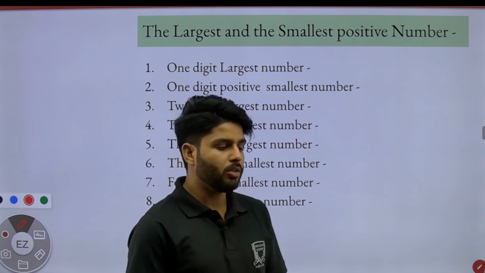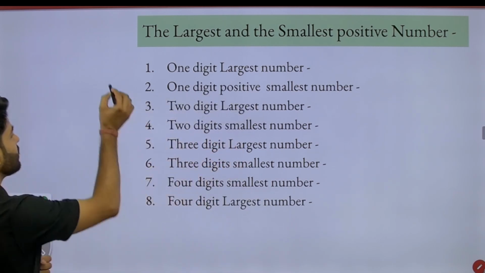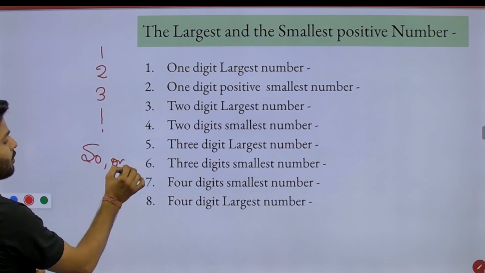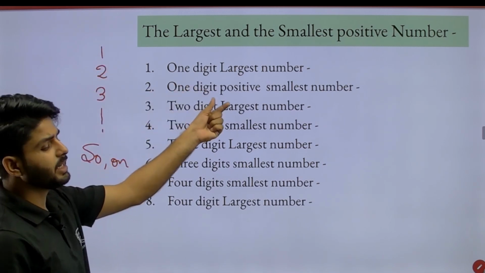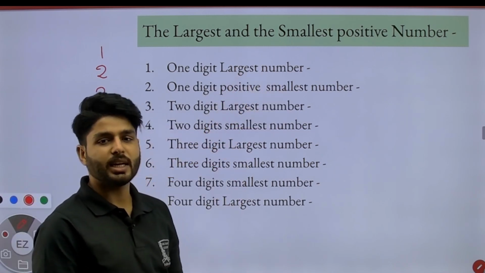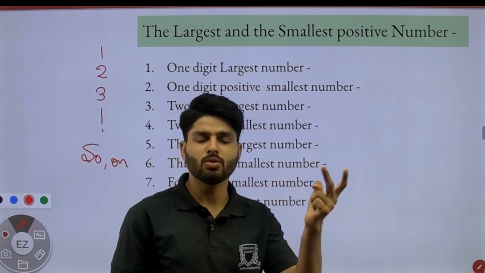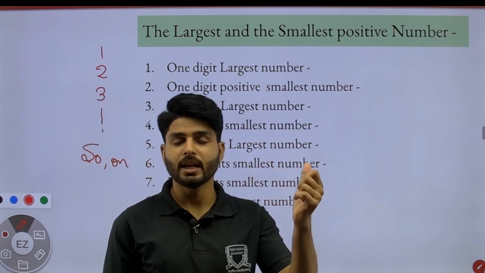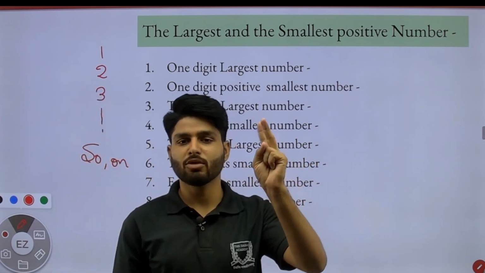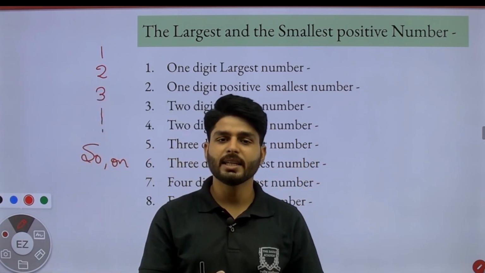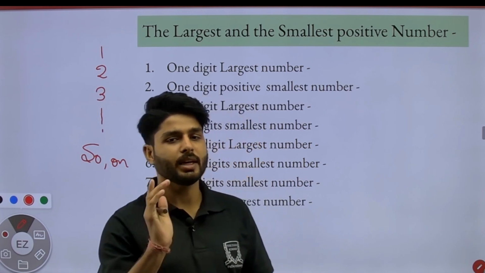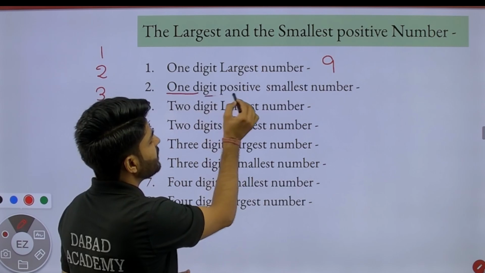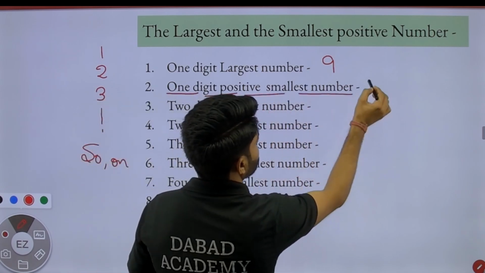So we all know the counting numbers start from 1, then we have 2, and then 3, and counting goes on. So we all know the one digit largest number. First we have 1, then 2, 3, 4, 5, 6, 7, 8, 9, and after 9 we have 10. In 10 we have 2 digits. So the one digit largest number is 9. The answer is 9.